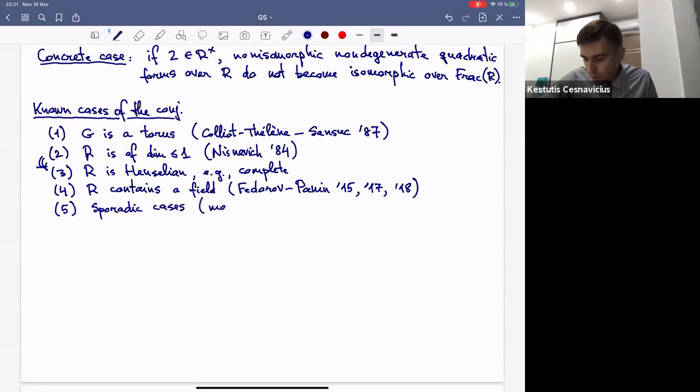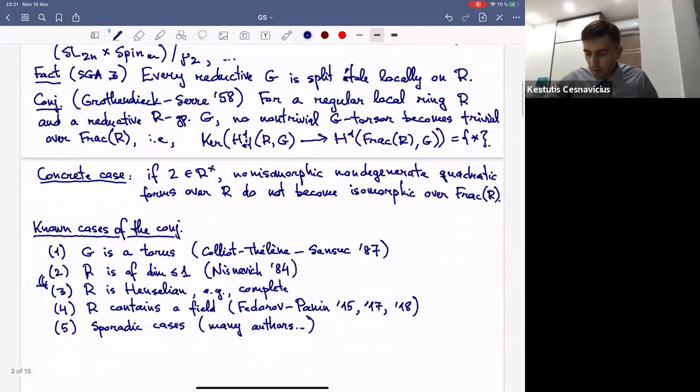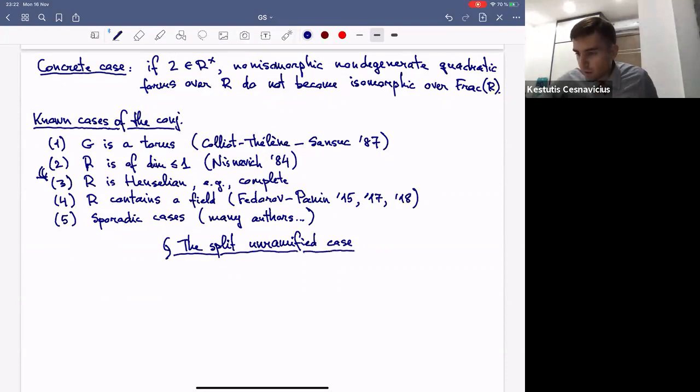I apologize to people who have worked on this, and I'm not really going into detail here, but there are several sporadic cases known in mixed characteristic, but no general result had been known in this setting. And the result that I'd like to discuss today concerns this mixed characteristic case, and it somehow concerns also the simplest class of R and G in this mixed characteristic setting. So namely the case when G is split, as discussed above, and R is unramified.